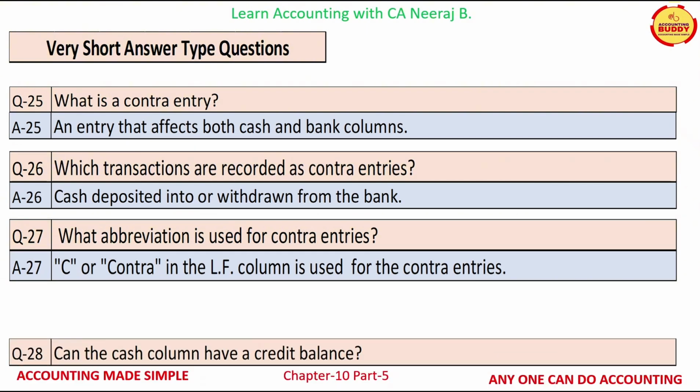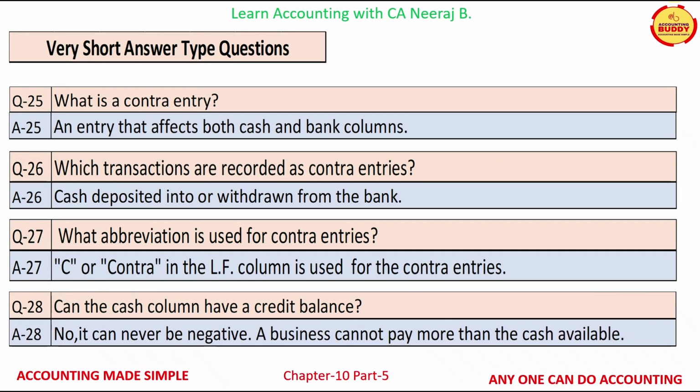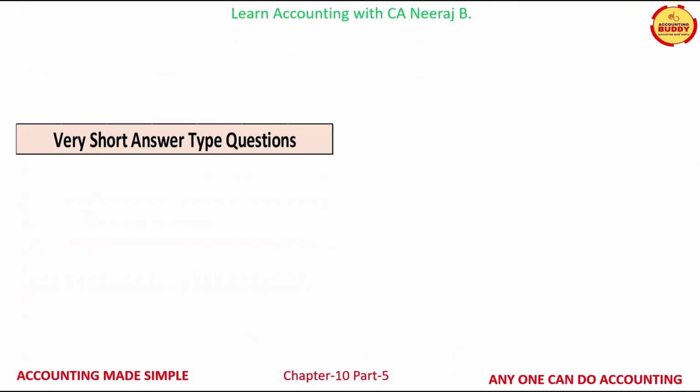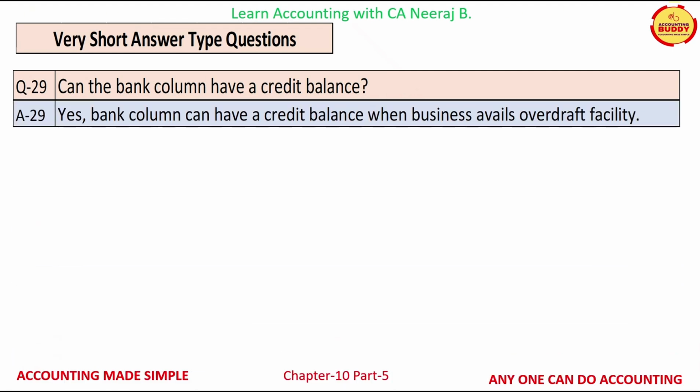Question number 28, can the cash column have a credit balance? And the answer is no, it can never be negative. A business cannot pay more than the cash available. Question number 29 is can the bank column have a credit balance? And the answer is yes, bank column can have a credit balance when the business avails overdraft facility.